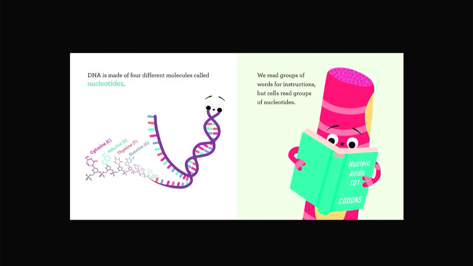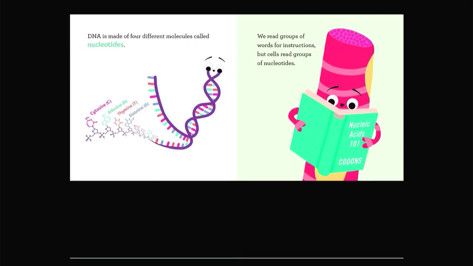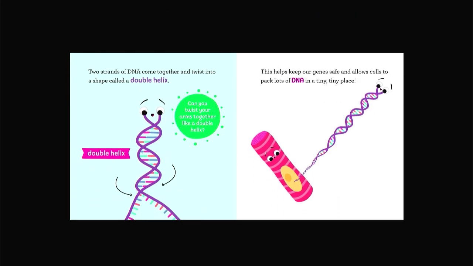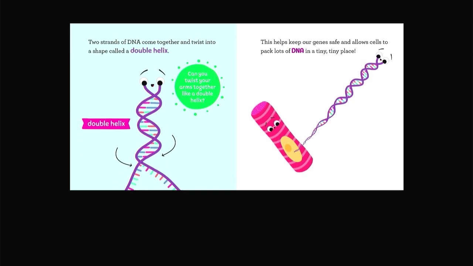DNA is made of 4 different molecules called nucleotides: cytosine, adenine, thymine, and guanine. We read groups of words for instructions, but cells read groups of nucleotides. 2 strands of DNA come together and twist into a shape called a double helix. Can you twist your arms together like a double helix? This helps keep our genes safe and allows cells to pack lots of DNA in a tiny, tiny place.